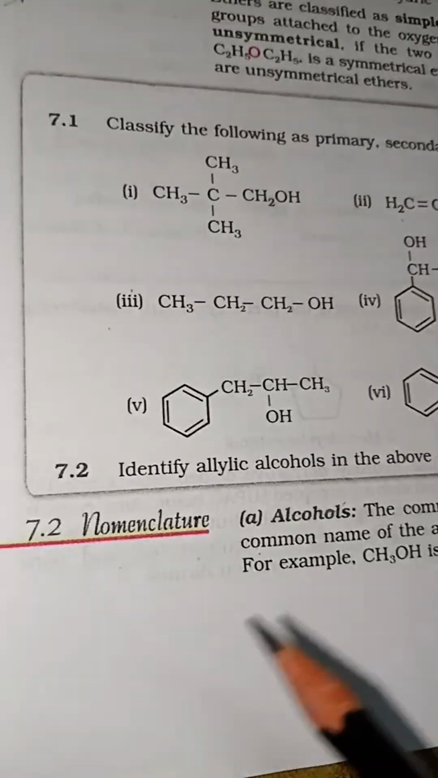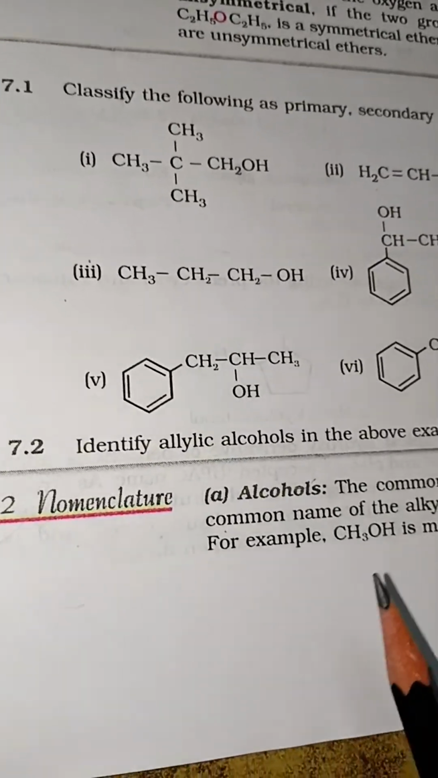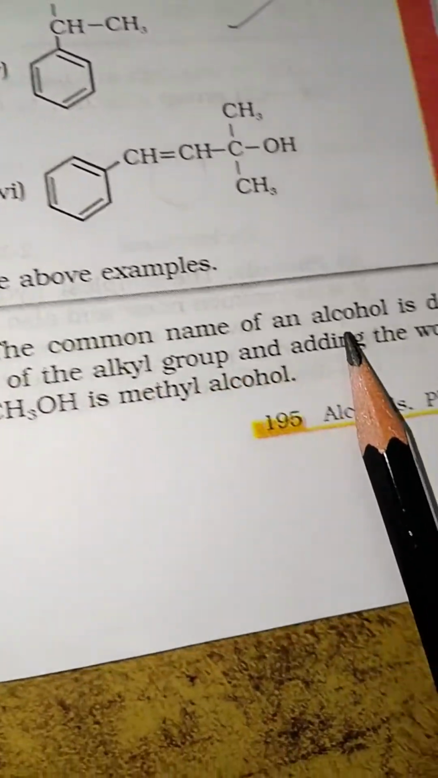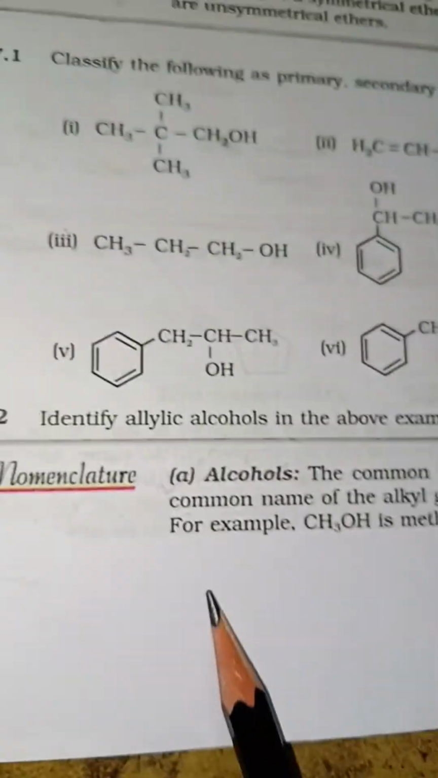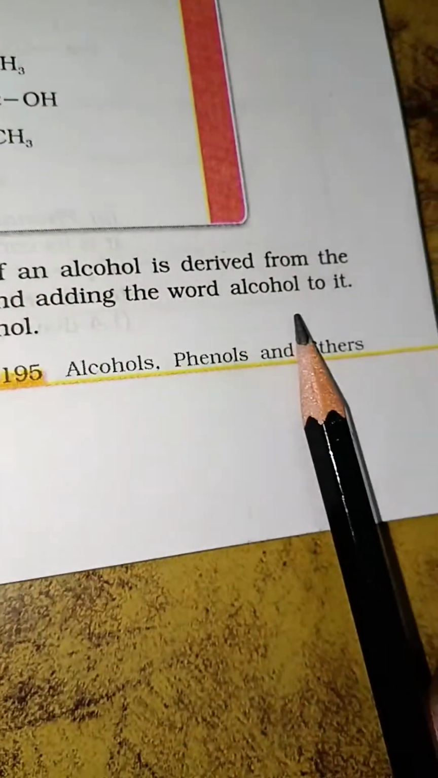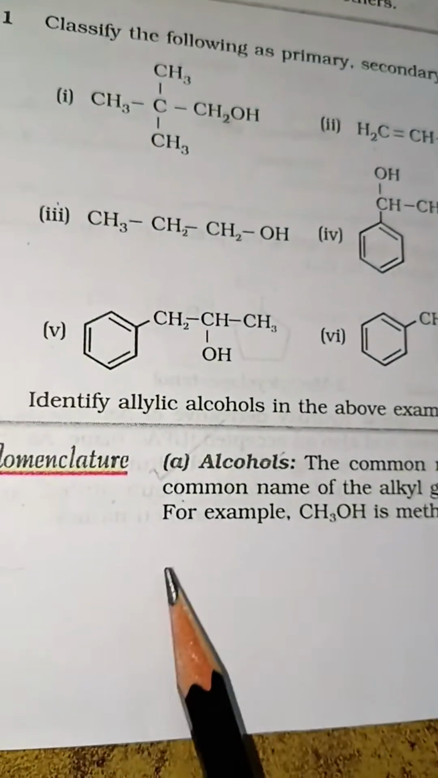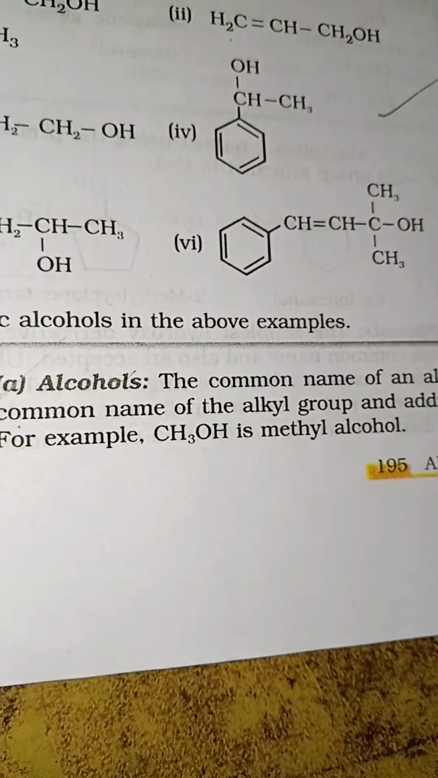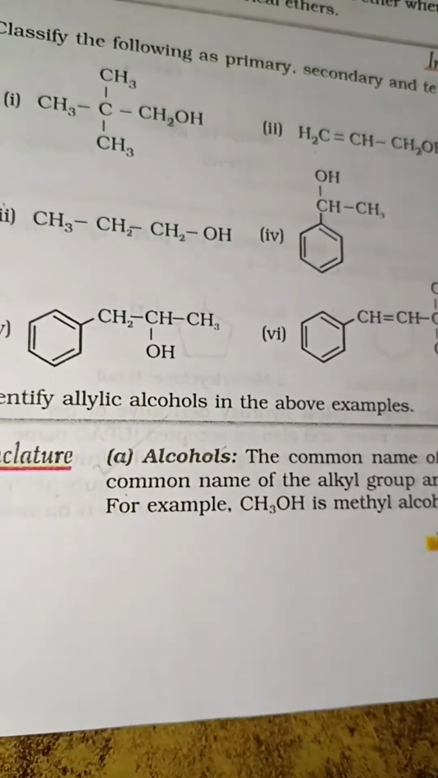So next one is nomenclature. The first one is alcohol. The common name of the alcohol is derived from the common name of the alkyl group by adding the word alcohol to it. For example, CH3OH is methyl alcohol.